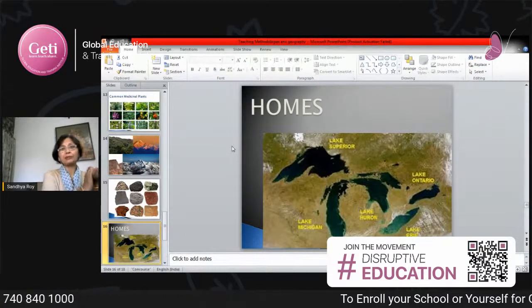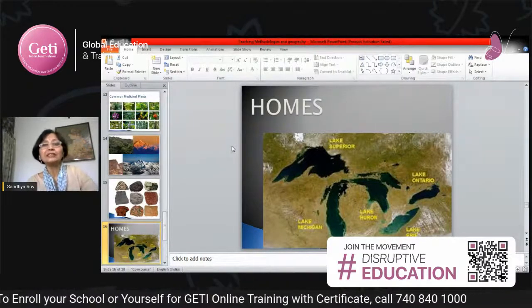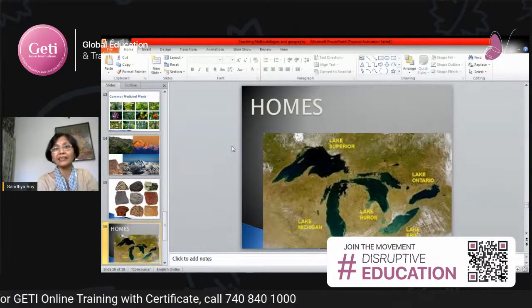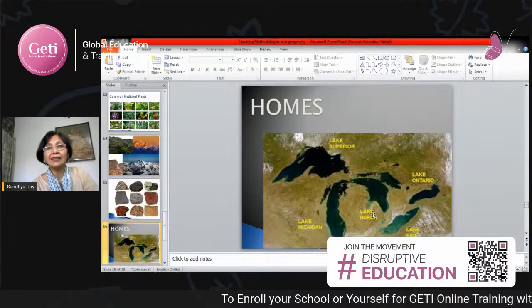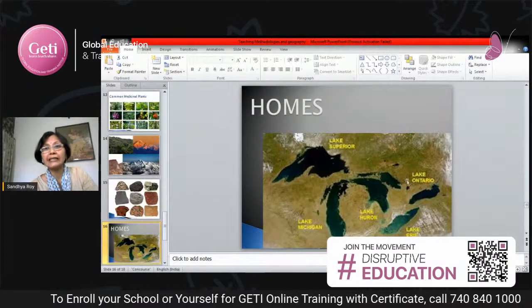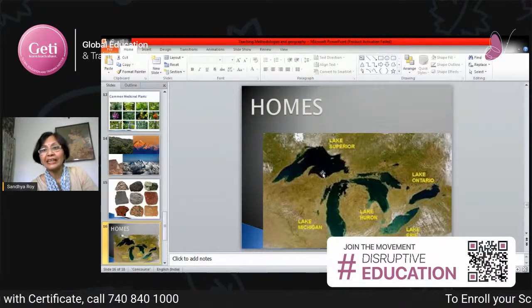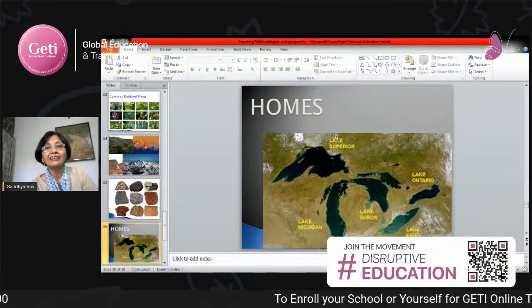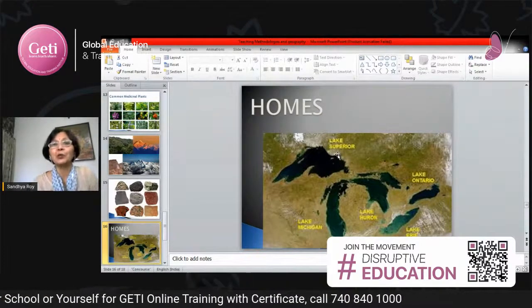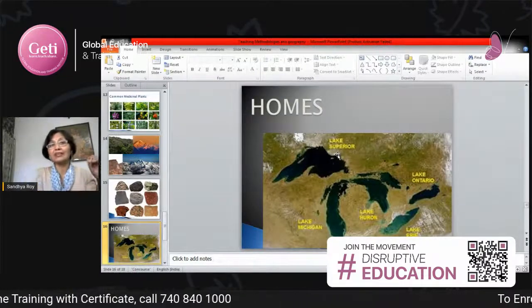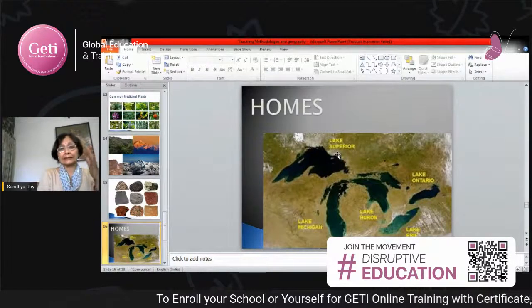So I have given you one example over here. This is HOMES. These five lakes, when we say HOMES, the students will be able to understand. H stands for Lake Huron. It is here, if you will see, this is Lake Huron. And then O stands for Lake Ontario. Then M is Lake Michigan, then E is Lake Erie, and Lake Superior is for S. So this is how I gave them the word HOMES, and they were able to recall this word, and they were able to learn all five names of the lakes.